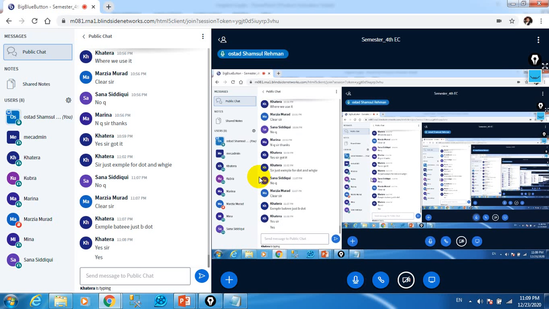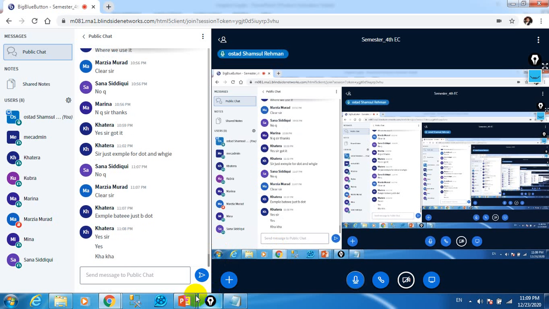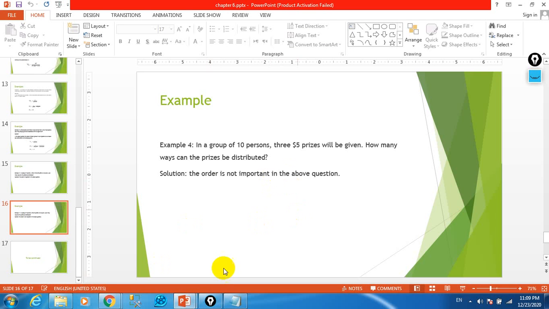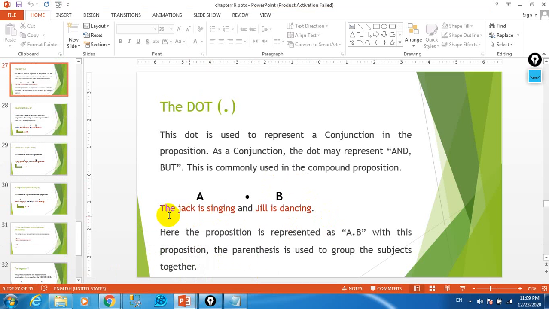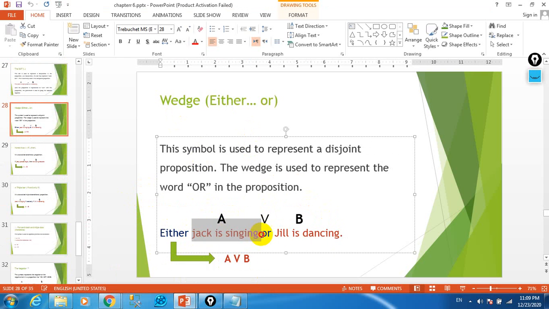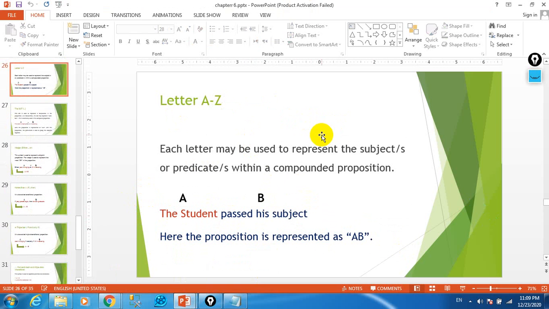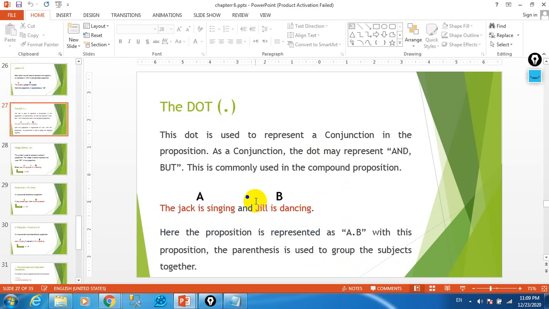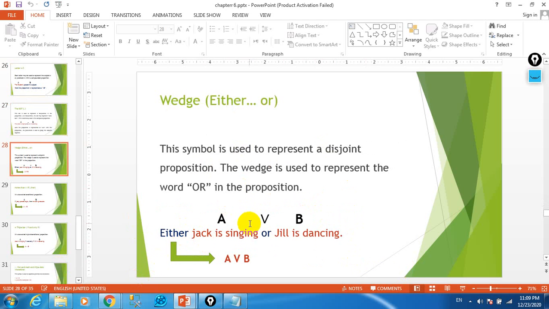For example, we say that Jake is singing and Jill is dancing, so both are in action. And in case of disjunction, which is either this is in action or either this is in action. So this is dot, this is wedge. Dot means and, which is used for either or.